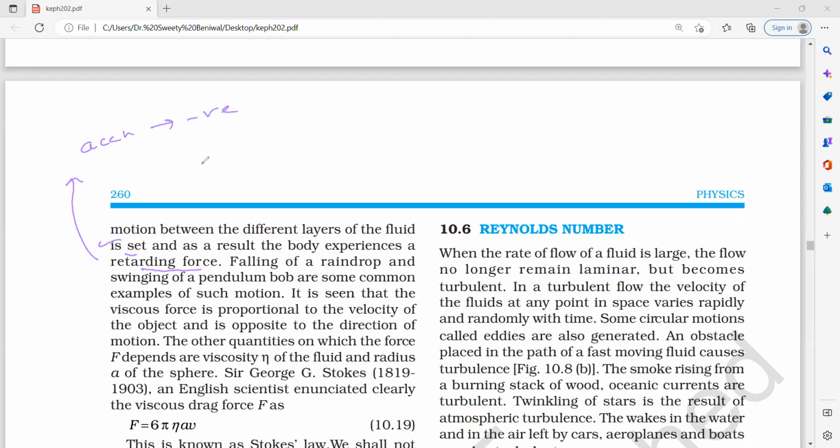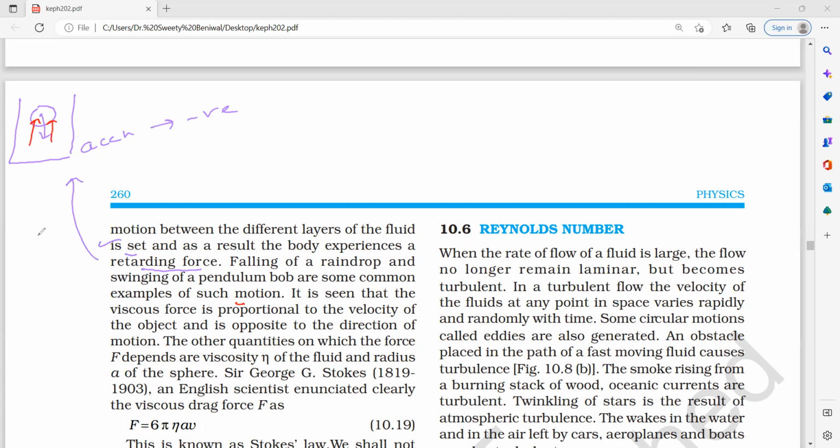Because when you just put a spherical ball or something in water, it will go downward, but the fluid will try to decrease its speed. Falling of a raindrop and swinging of a pendulum bob are some common examples of such motion.